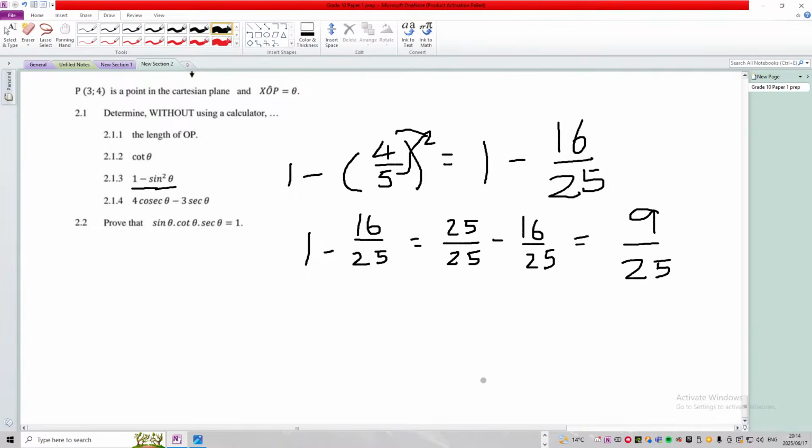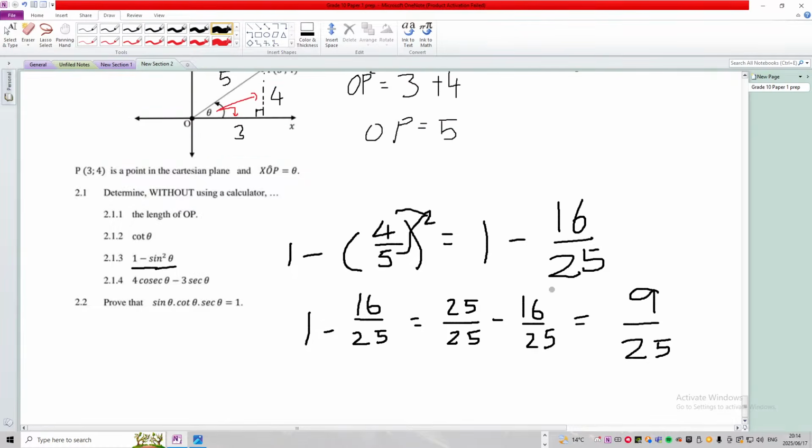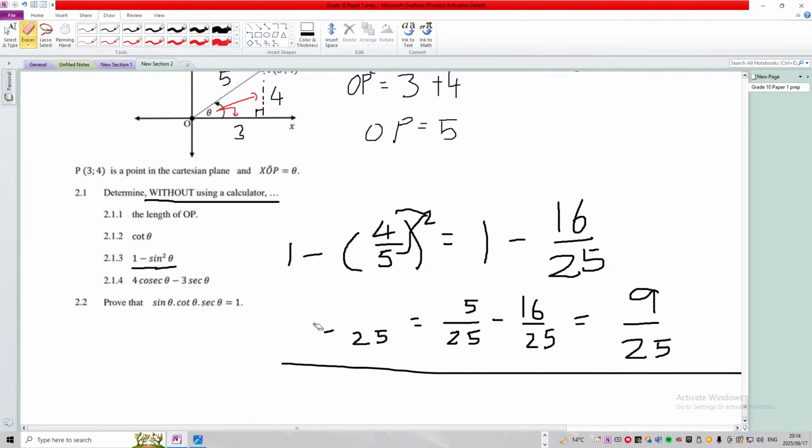Like PH who typed his answers there, he's gonna lose 4 marks out of the 5, or 3 marks out of the 4, because he went straight to the answer and used the calculator. So yeah, you must write all of these steps down, guys, simply because it says without using a calculator. Hopefully you guys get that right there.